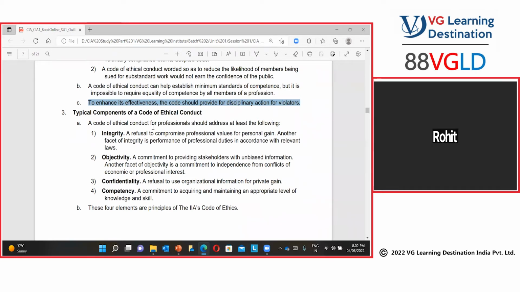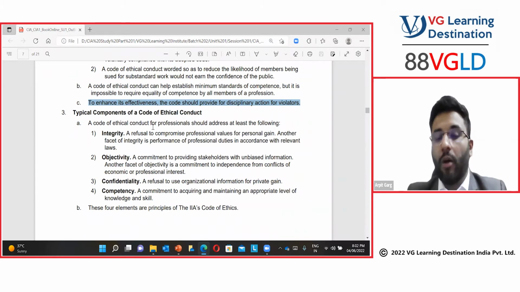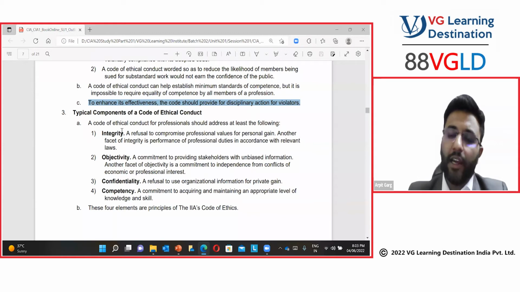Violators. Perfect. Moving on now to, as I said, typical components of code of ethical conduct. We said that it covers the following 4 elements: integrity, objectivity, confidentiality, competency. Now we have already cleared our base, so it will be easy for us to understand this.